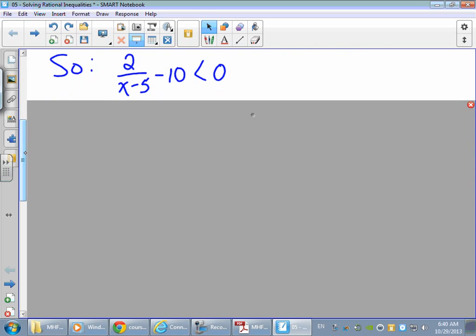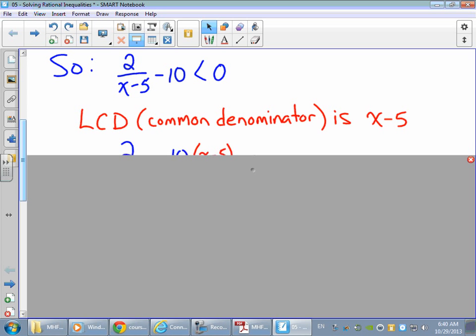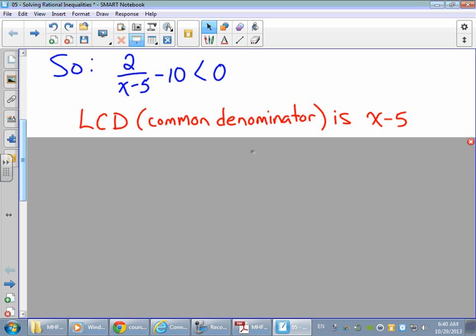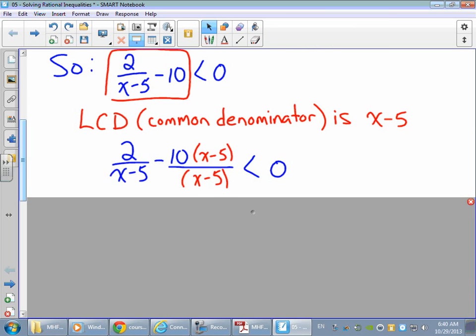So instead, my solution will be to subtract the 10, to get all the information on one side. I can always subtract and add across a less than or greater than sign without worrying about flipping. The next thing to deal with then is what's on the left side. The only way I can simplify something like this is by finding a common denominator. The common denominator is x minus 5 here, and so I've rewritten my second expression, the minus 10, as a fraction with that same denominator.